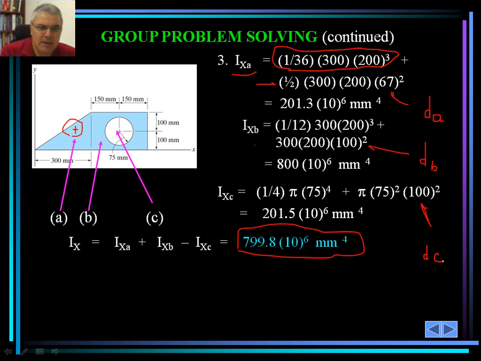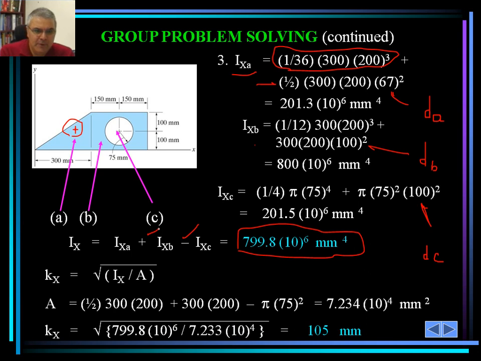So instead of finding the summation of all of the moments of inertia and then using the parallel axis theorem, here we demonstrate that that could also be done individually, and then we would follow all summation rules according to the algebraic sign that you would see here, either plus or minus. And then from there on, k sub x could easily be calculated using the appropriate equations.